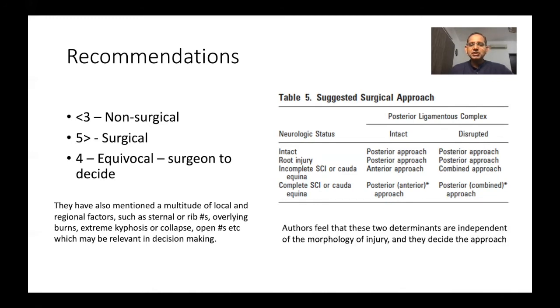So the authors here feel that these two determinants, the neurologic status and the PLC, are independent of the morphology of the injury, and they are what decide the approach. So if you take a look at the entire thought process of these authors, the morphology decides whether you want to operate or not. And based on the neurology and the PLC, you decide what approach to take. So this was a very comprehensive methodology that they have used and was very simple to use and remember.